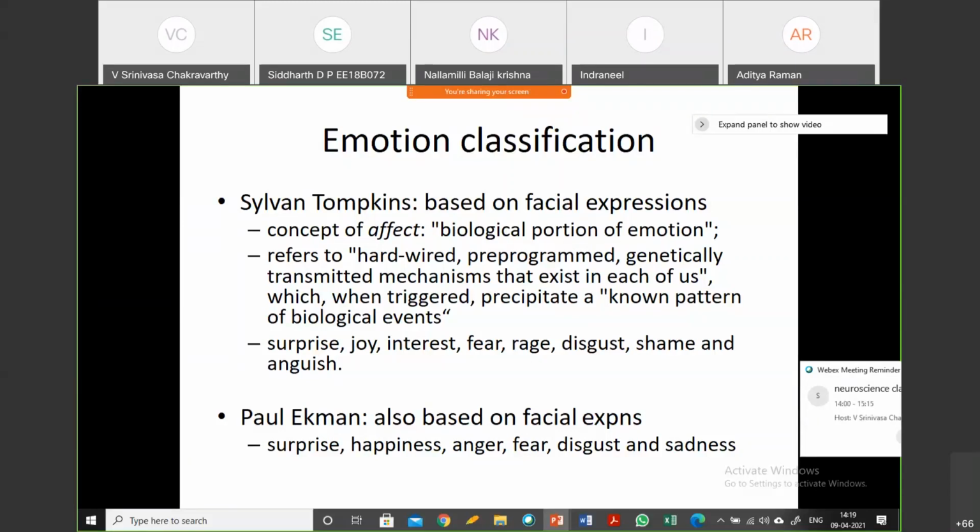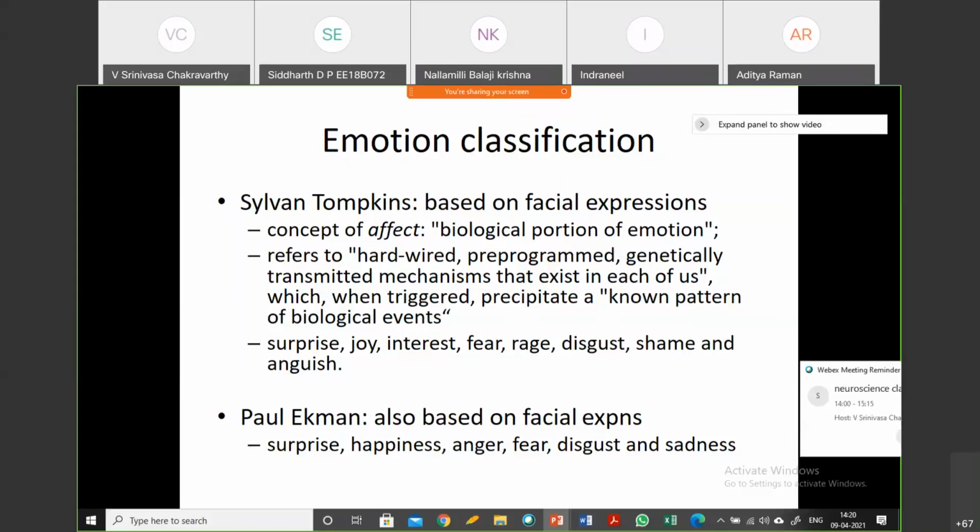Okay, that's the biological aspect of neuroscience, all the hormones and the autonomic nervous system and all this support network for emotions in the nervous system. The study of that is called the affective nervous system. So this refers to the hardwired, pre-programmed, genetically transmitted mechanisms that exist in each of us, which when triggered precipitate a known pattern of biological events. And the expression of these events is what we normally call emotion.